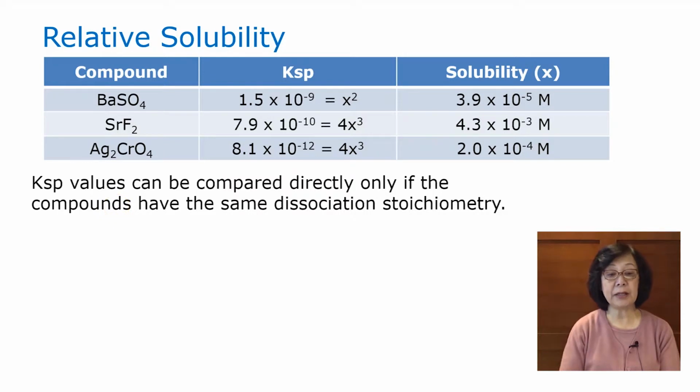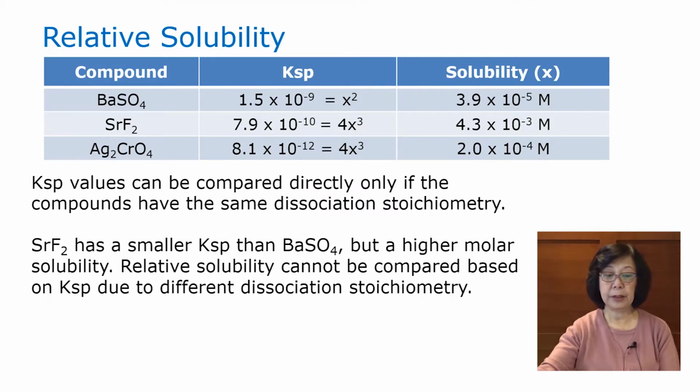The conclusion is that the Ksp values can be compared relatively if their compounds have similar dissociation stoichiometry. Now, if we look at strontium fluoride and barium sulfate, strontium fluoride has a smaller Ksp than barium sulfate and yet a higher molar solubility. That means the relative solubility cannot be compared directly based on Ksp because they have different dissociation stoichiometry. For barium sulfate, the Ksp is equal to x squared, and for strontium fluoride it is equal to 4x cubed.